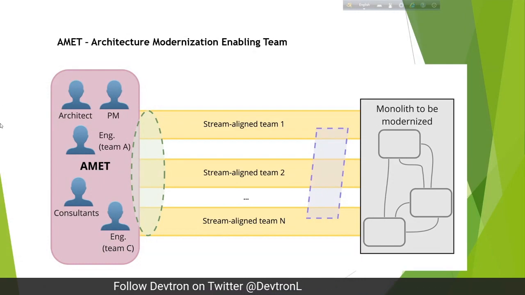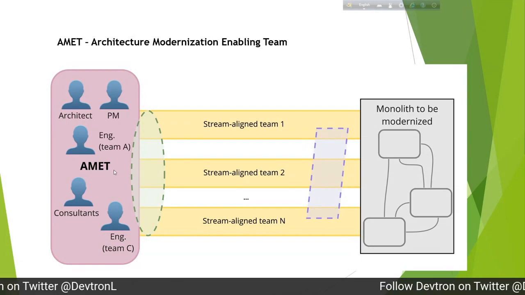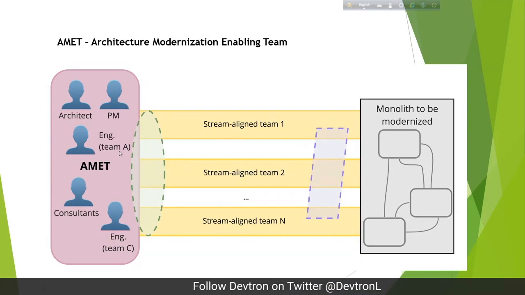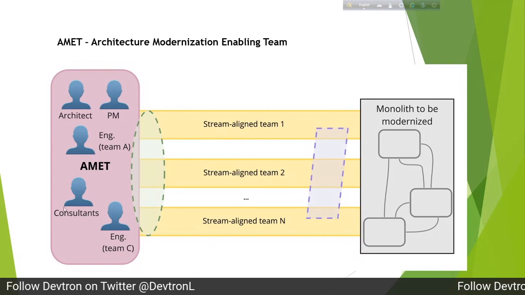Now the question is, does this architecture modernization team need to be for the entire life of my project? No. Once your stream aligned teams have taken the knowledge transfer, have understood what they need to do, this architecture modernization team will cease to exist.